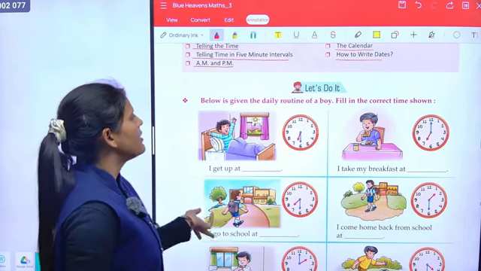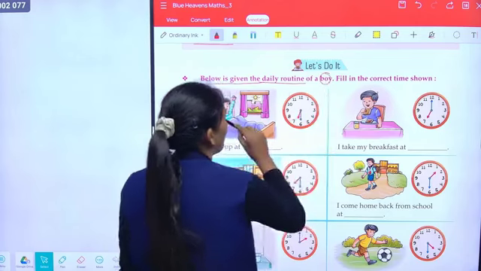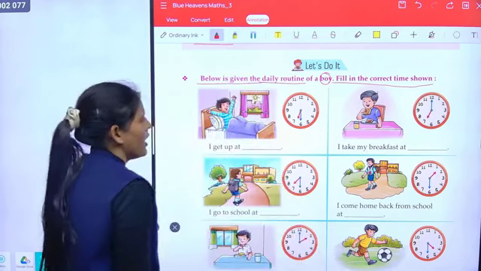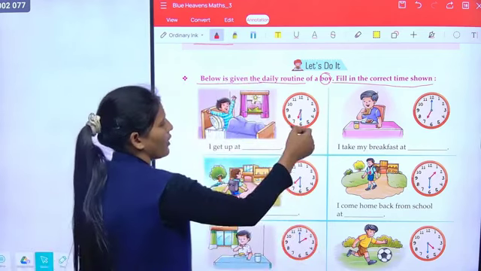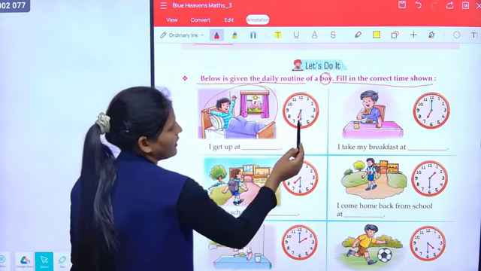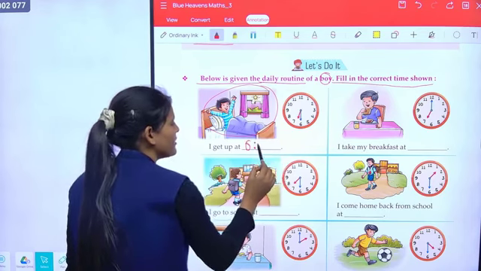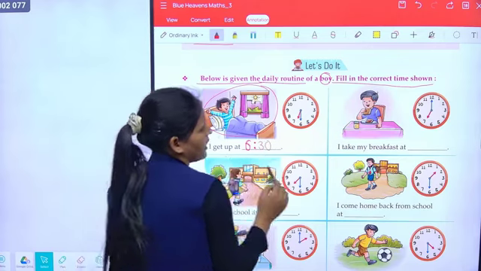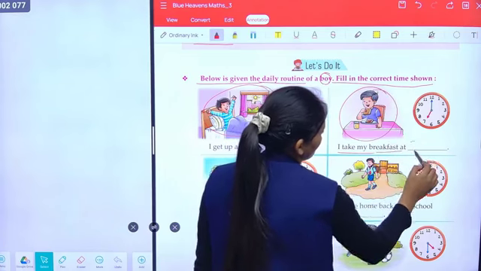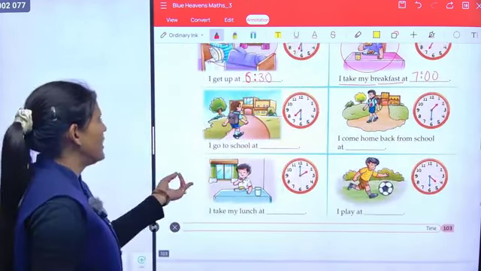Okay, now let's start. Below is given the daily routine of a boy. यहाँ पर एक boy का daily routine है. Okay, fill the correct time shown. Now class, it is a clock. A clock. ये यहाँ पर क्या हो रहा है? Morning. I get up at 6:30 in the morning. He gets up at 6:30 and I take my ये जो breakfast करता है, I take my breakfast at 7 o'clock. Now 7 o'clock. Then he goes to school.